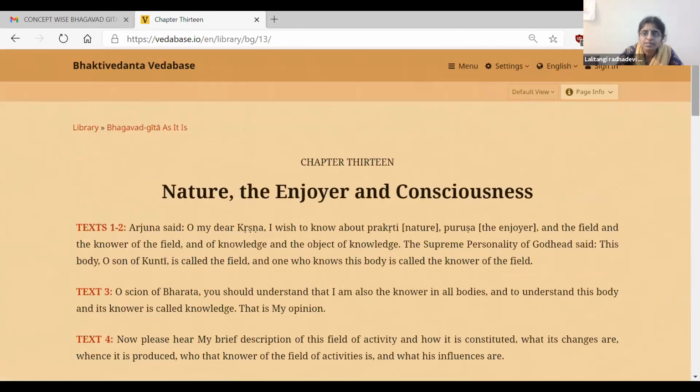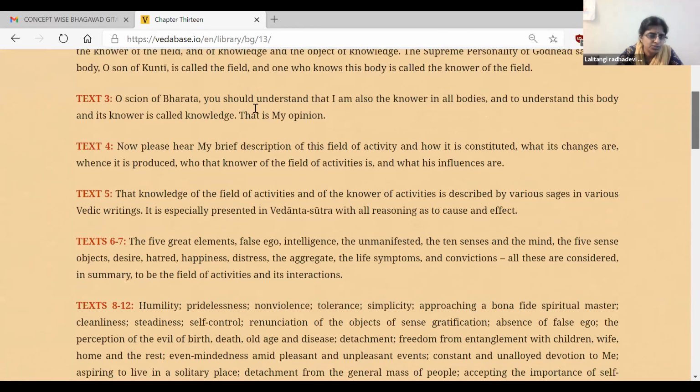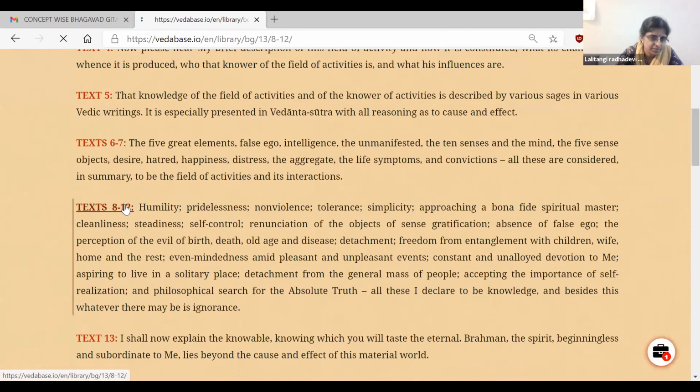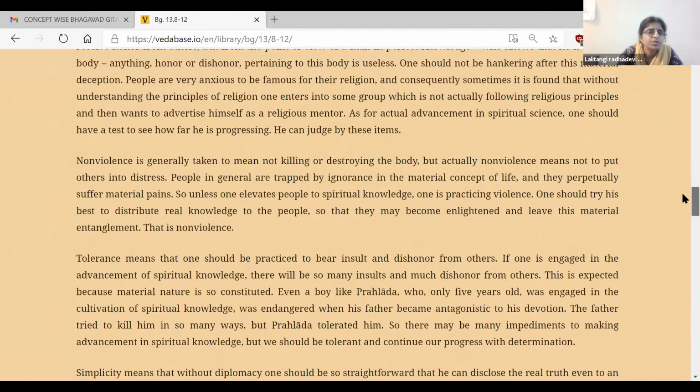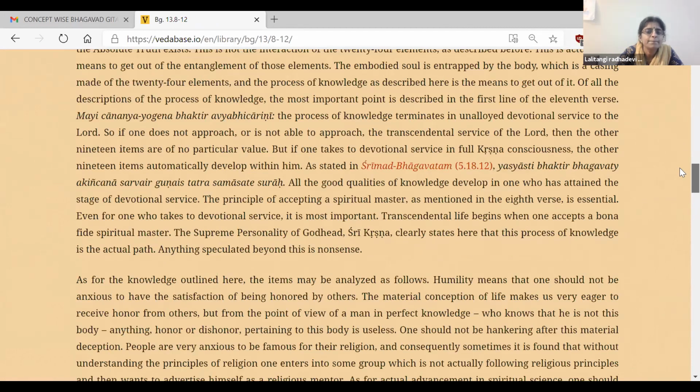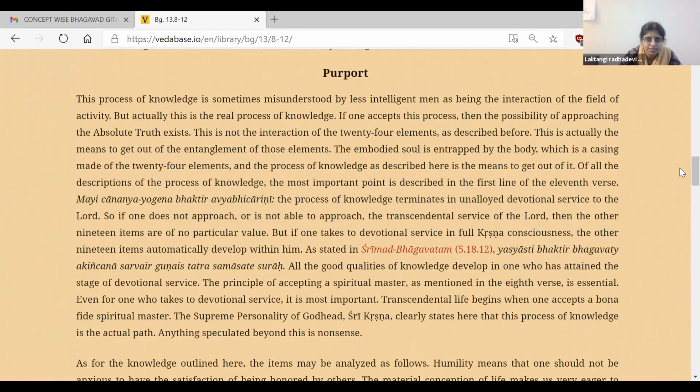Okay, let's go to chapter 13, verses 8 to 12. And we did the shloka and the translation and then the purport. The process of knowledge is sometimes misunderstood by the less intelligent as being the interaction of the field of activity, meaning only material knowledge. But actually, this is the real process of knowledge.